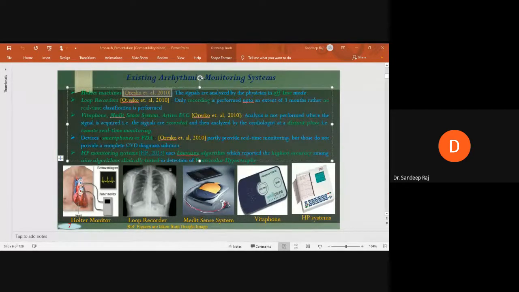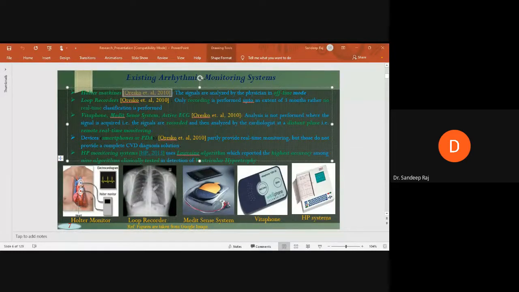Coming to loop recorders, only recording is performed, for up to 3 months. No real-time classification is performed. The difference is that Holter machines can store 24 hours of data and loop recorders can store up to 3 months. There are some devices which provide partial feedback, like smartphones, PDAs, and the Vitaphone medicine system active ECG, which sends the signals to a remote place, where they are analyzed by a cardiologist. We call it remote real-time monitoring.